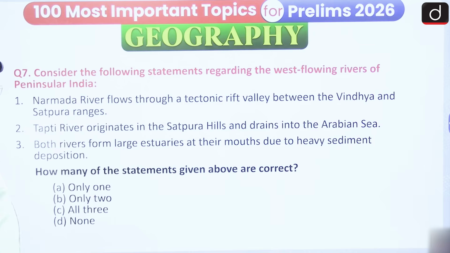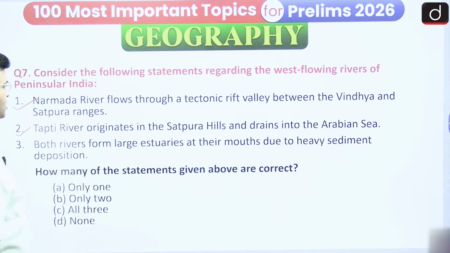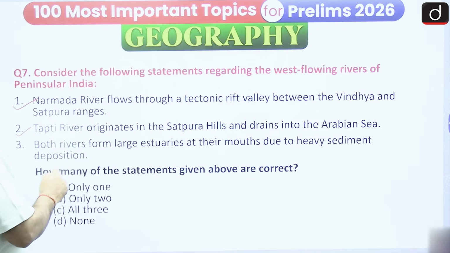After that, consider the following statements regarding the west flowing rivers of peninsular India. Narmada river flows through a tectonic rift valley between the Vindhya and Satpura ranges. Yes, it is flowing through the tectonic rift valley between the Vindhya and Satpura ranges. And Tapi river originates in the Satpura hills and drains into the Arabian Sea. Yes, Tapi river is also moving in the rift valley, and it originates in the Satpura range region, in the Mahadev hills. Mahadev hill is part of the Satpura hills, and this is correct.